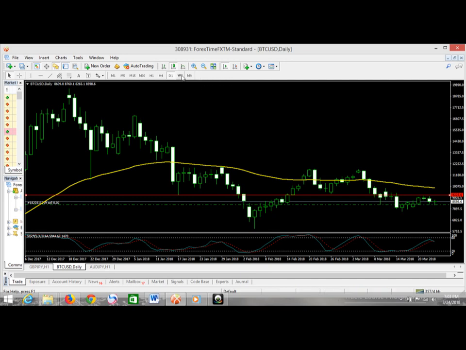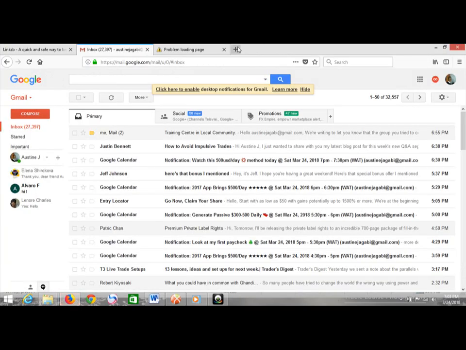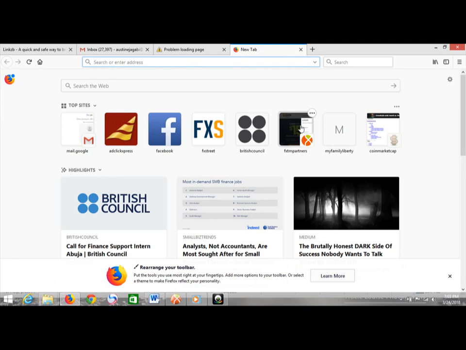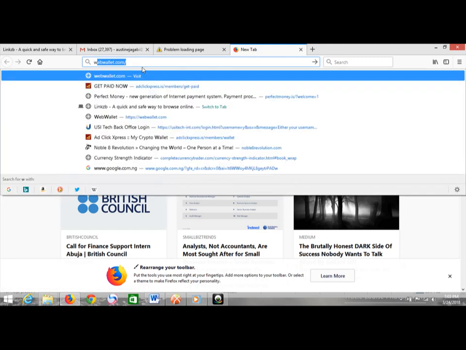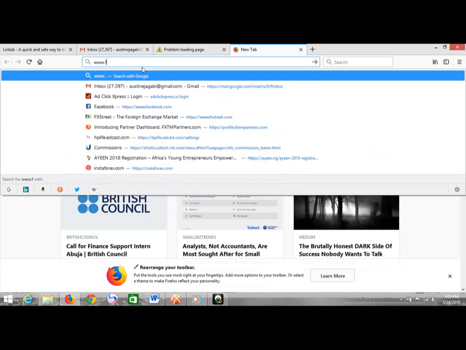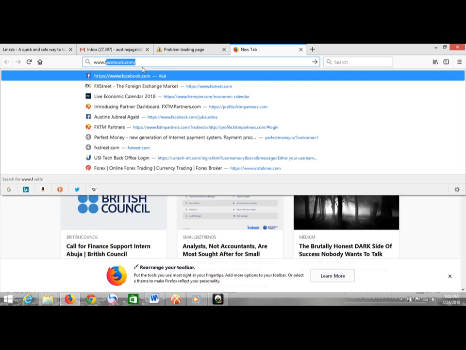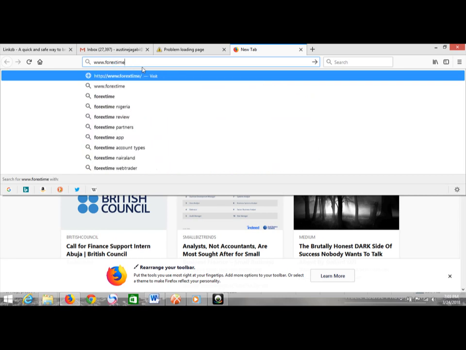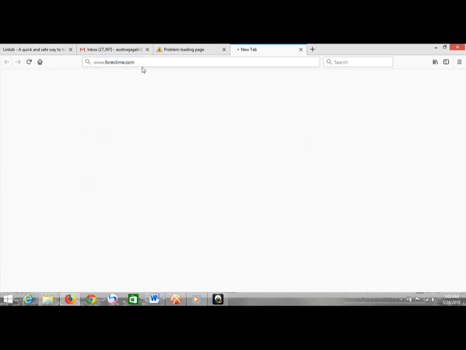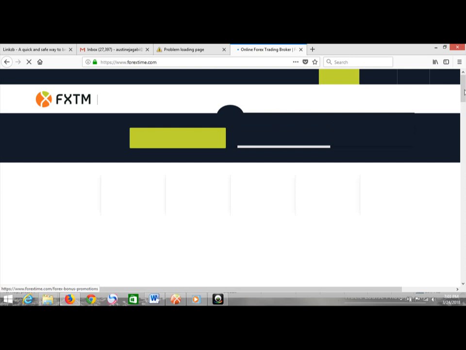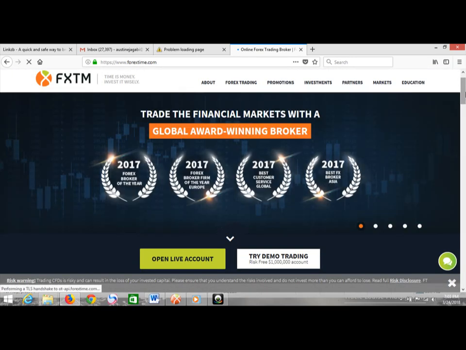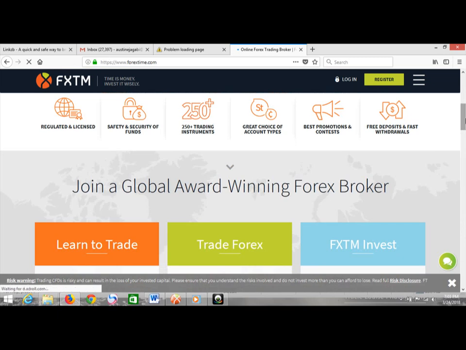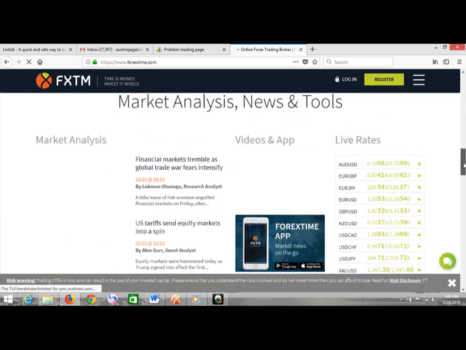First of all, you download your trading platform. Let's say you go to Forex Time, www.forextime.com, and you are able to download and install the MT4. That's the first thing you need to do on your system. In Forex Time you can trade cryptocurrencies, oil, and other things, but we are focusing on cryptocurrency. You can trade other currencies too.